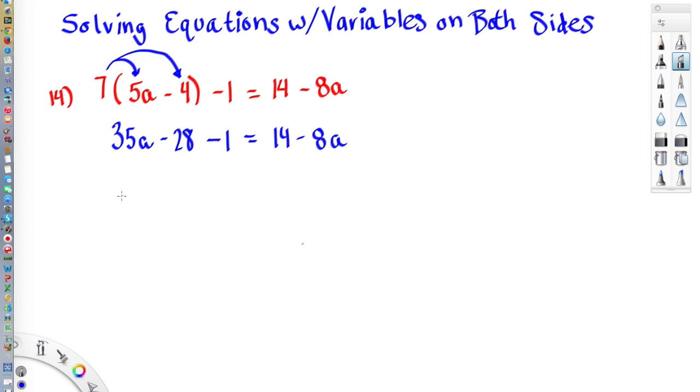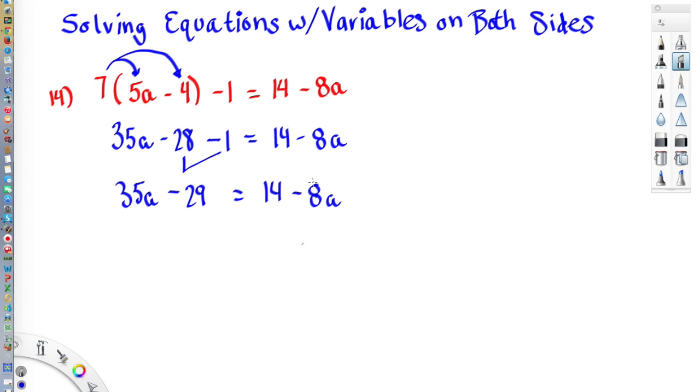Again, let's see, is there any terms that we can combine to simplify? And I do see that I can combine a negative 28 and a negative 1, which will give me negative 29. I'll bring down my 35a, as well as my 14 minus 8a.